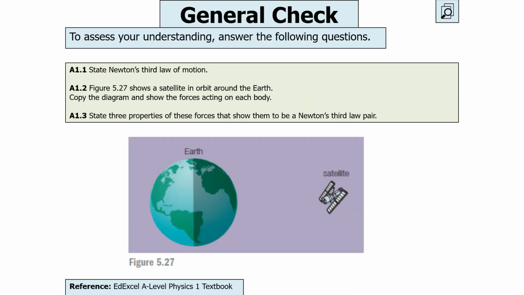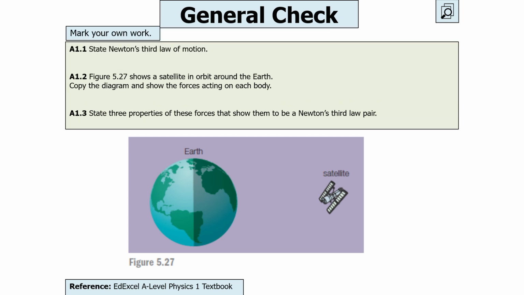The next question says, firstly, state Newton's third law of motion. Then the figure below shows a satellite in orbit around the Earth. Show the force acting on each body, and then state 3 properties of these forces that show them to be a Newton's third law pair. So pause the video now, then unpause the video when you want to go through your answer.